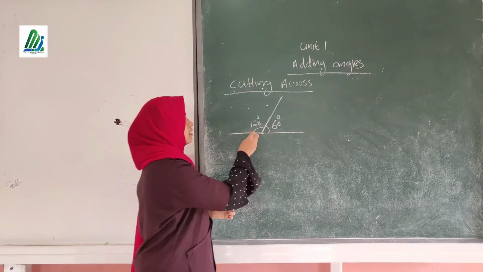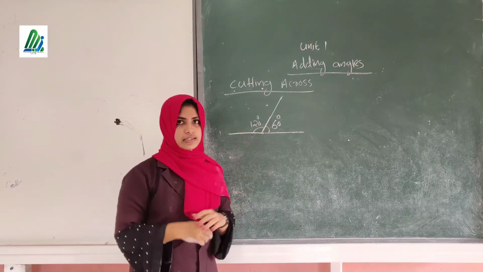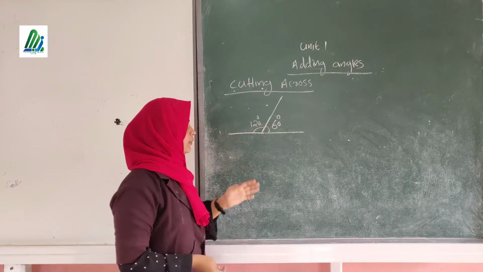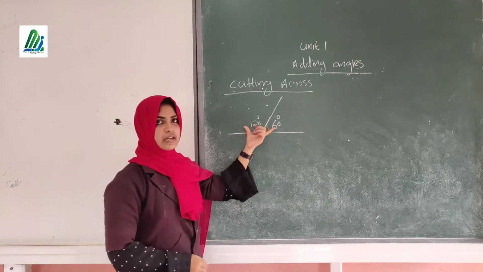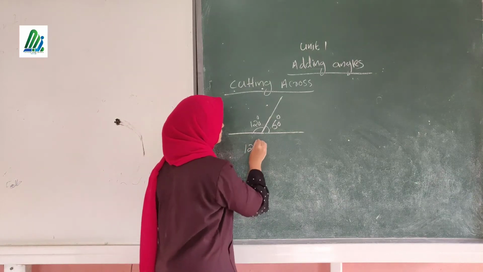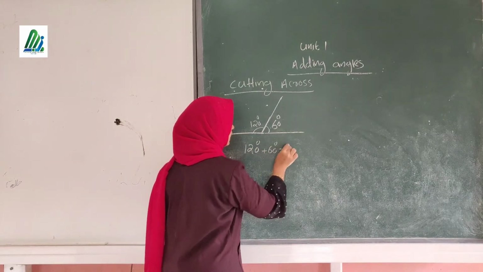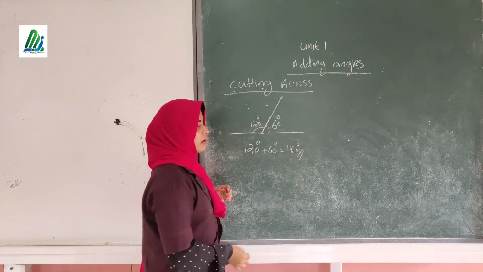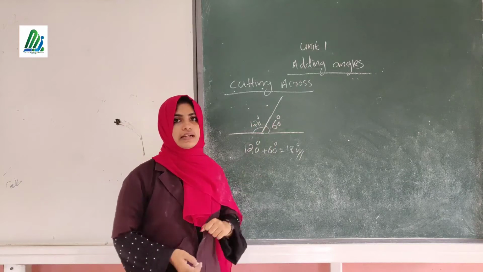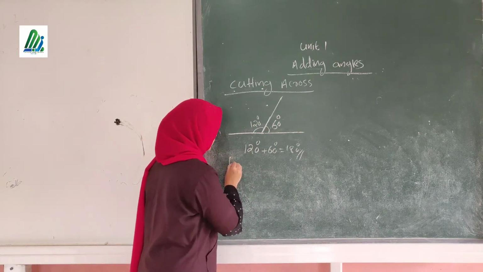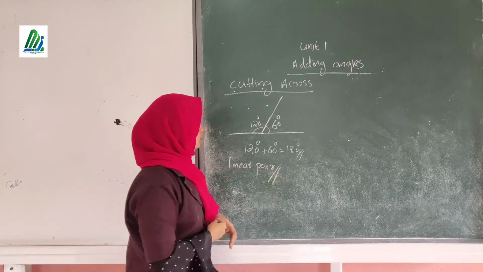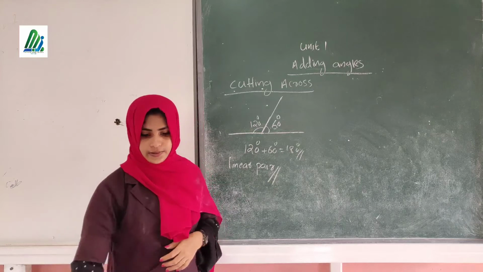We learned the sum of these two angles is 180 degrees, and this pair of angles is called a linear pair. A pair of angles that goes like this is called a linear pair. Here the sum of these angles is 180 degrees. So this is a linear pair.